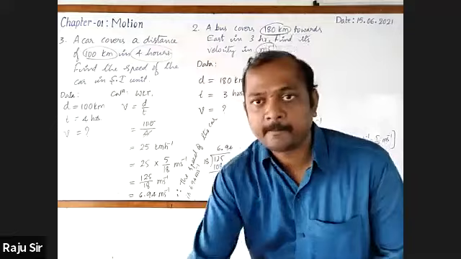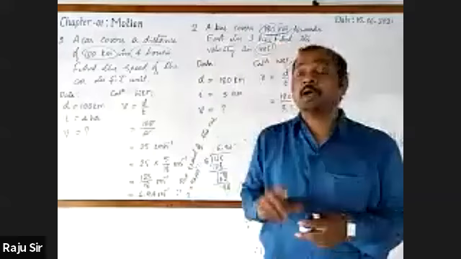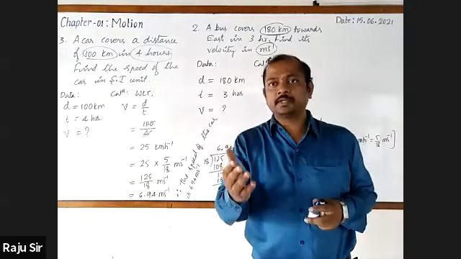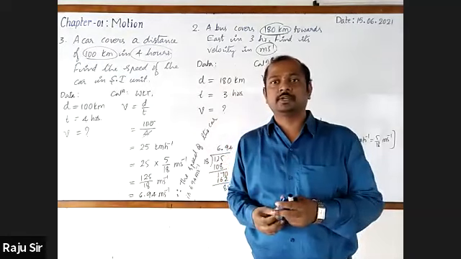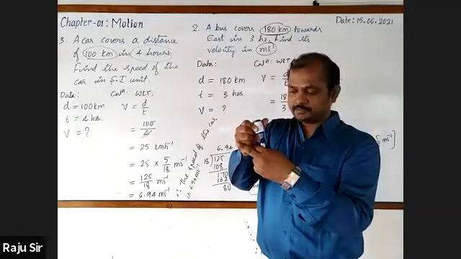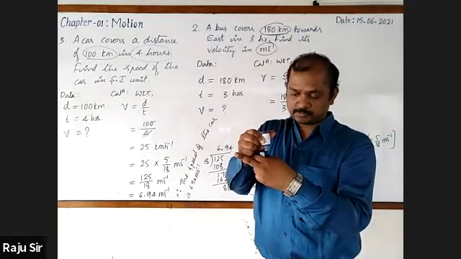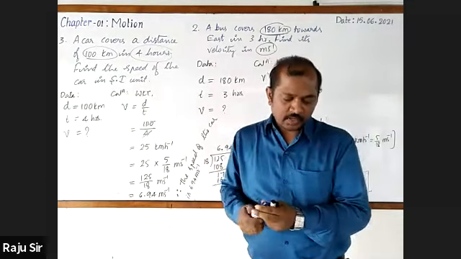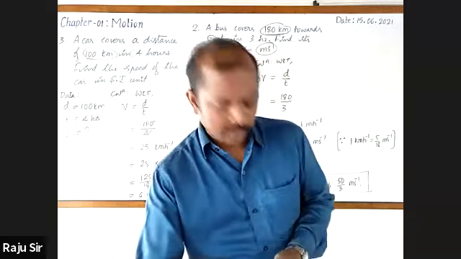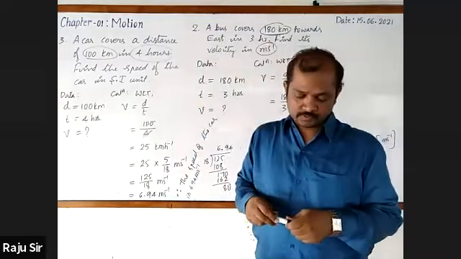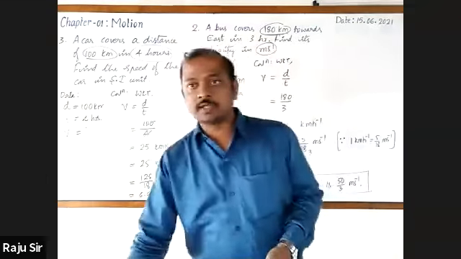Written up? Yes, sir. Okay. These are very simple ones. Now I'm going to give you one important statement which was given in the examination. The statement is: a train 100 meter long is moving with a velocity.